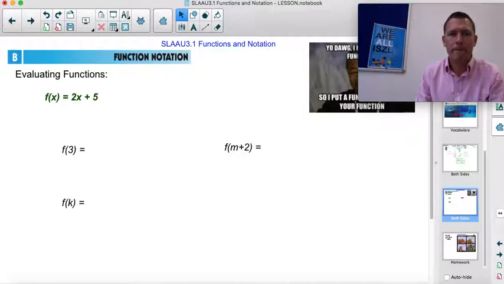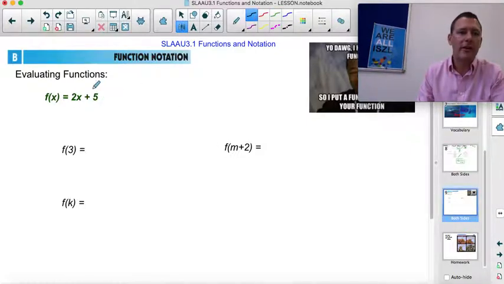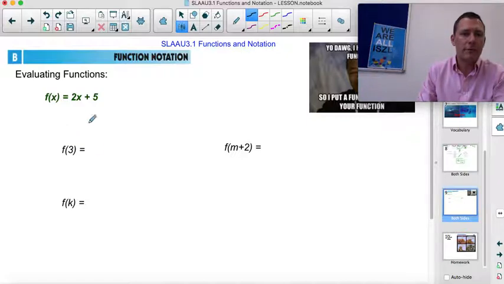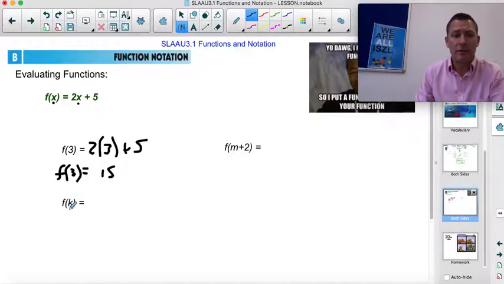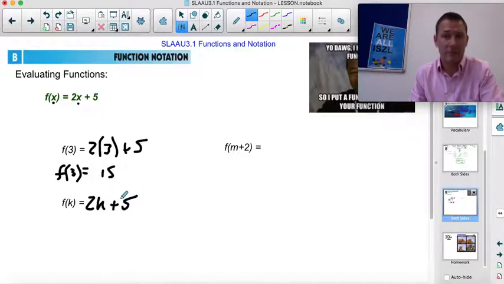Cool? All right, so if we want to evaluate the functions, last but not least, evaluate means sort of like solve. So f of 3 means you put a 3 into the x. So this would become 2 times 3 plus 5. So f of 3 is 11. Yeah, that's fine, no big deal. You can do the same thing with the function where I'm putting in k. So this becomes 2k plus 5.